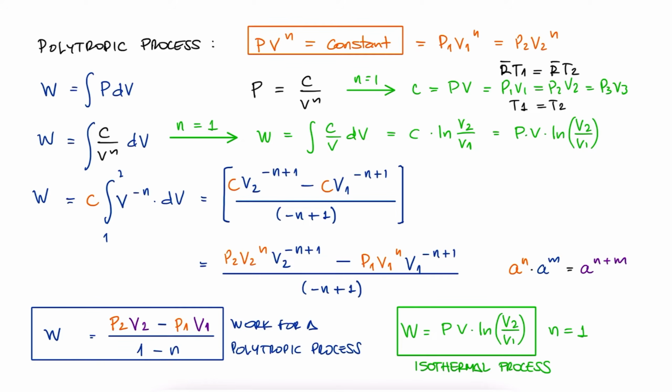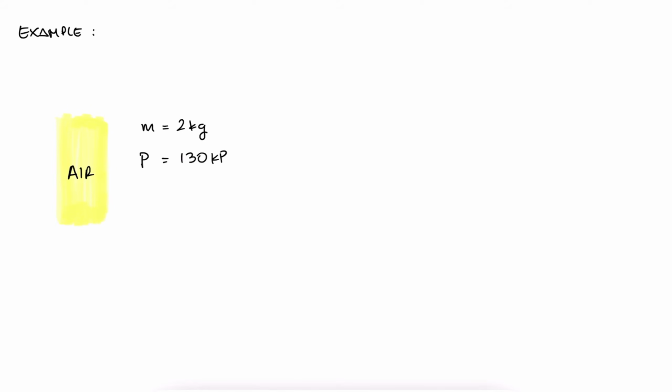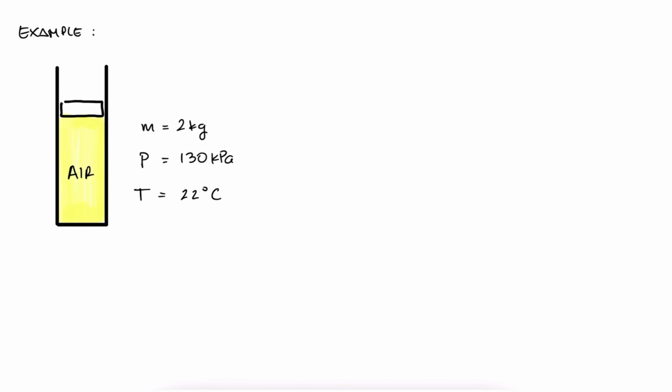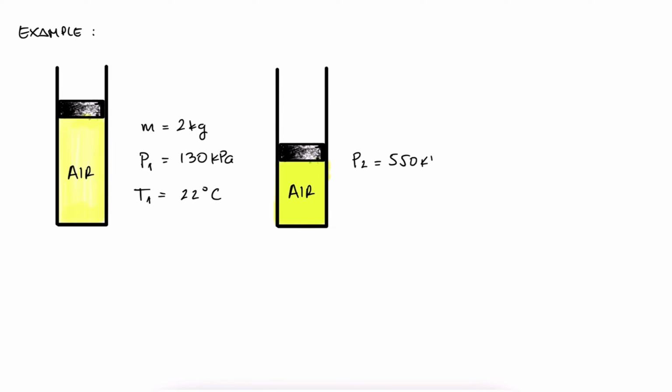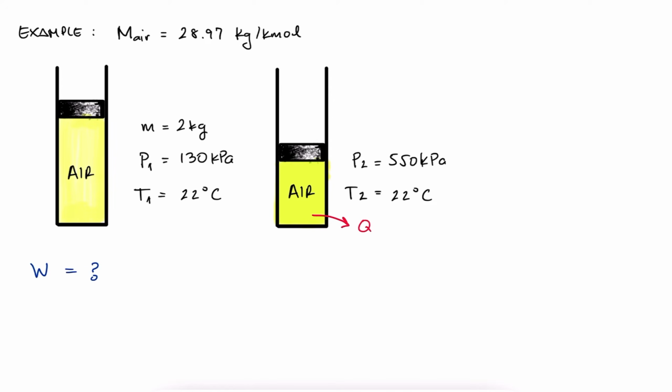Let's make use of these expressions with a simple example, and if you want to see more complex examples, make sure to check out the videos for this topic in the description below. 2 kilograms of air at 130 kilopascals and 22 degrees Celsius is contained within a piston cylinder. It is compressed to a final pressure of 550 kilopascals. During compression, heat is transferred from the air and the temperature remains constant. Determine the work input required using a molecular mass for air of 28.97 kilograms per kilomole. As always, pause here and try to solve this problem before watching the solution up next.